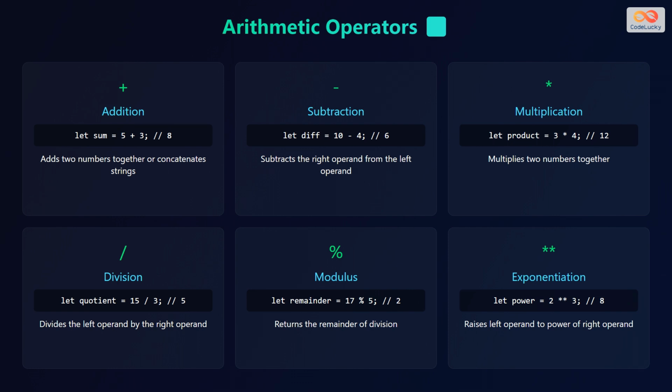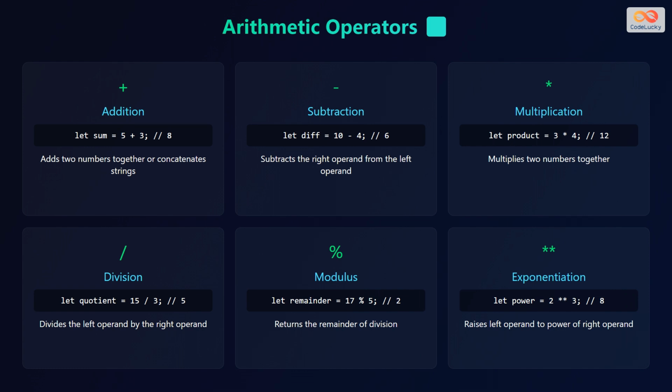The multiplication operator multiplies two numbers. For example, 3 multiplied by 4 gives 12. The division operator divides the left operand by the right operand. For example, 15 divided by 3 gives 5.